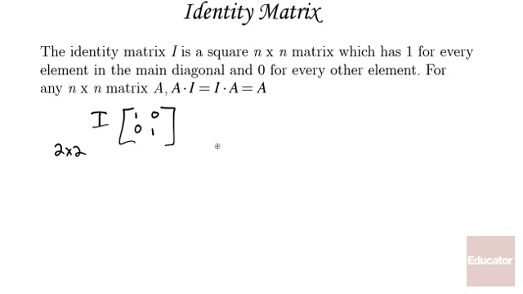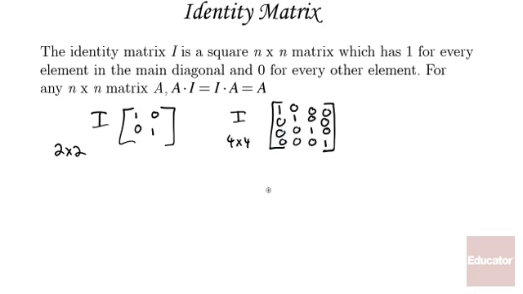Okay, looking at another example of this for a 4 by 4 matrix. In the main diagonal, here, I've got all 1s. And I'm going to fill in the other spots with 0. So down the main diagonal I have 1s, everything else is a 0. And this is 1, 2, 3, 4, 1, 2, 3, 4. So it's a 4 by 4 square matrix.